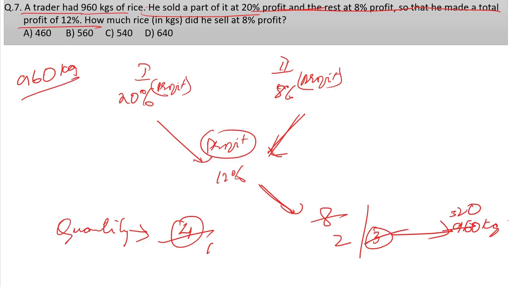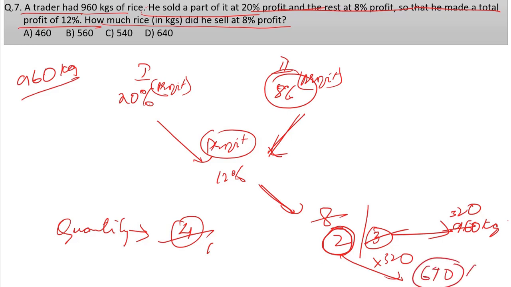Therefore the question is how much rice did he sell at 8%. At 8% we have 2 units here. We have here 8% we have 2 units quantity, that is into 320, that is 2 4 is 8, 2 3 is 6, 640 kg he sold at 8% profit. That is option D is the correct answer.